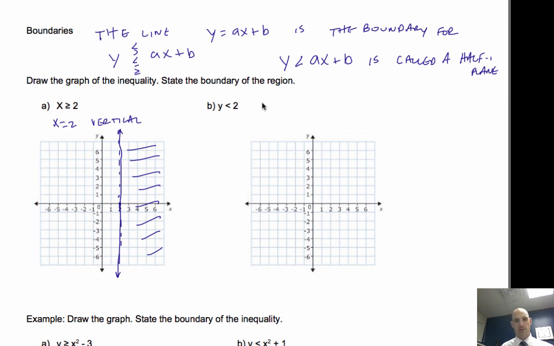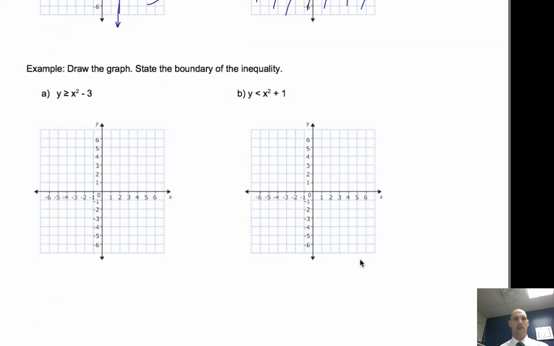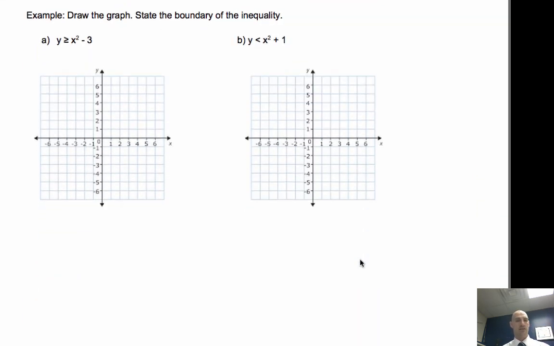y equals 2 is the boundary. And y equals 2 is here, here, here, here, here. All of these are y equals 2. And this one is less than, so it's going to remain dotted. And if it's less than that, it's going to be the part underneath. Okay, so a lot of this skill is really just remembering your algebra skills of graphing these lines.